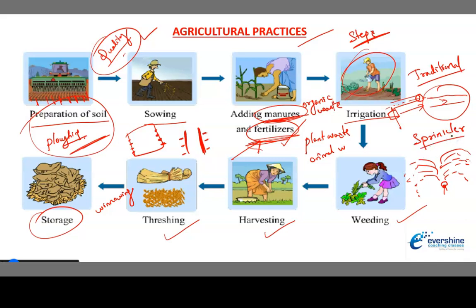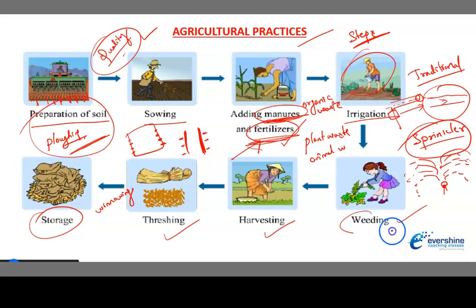Is this clear children? And we can even use the drip irrigation method. We also use the drip irrigation method to save water. So we use the traditional method as well as the sprinkler method or drip irrigation method for irrigation purposes.